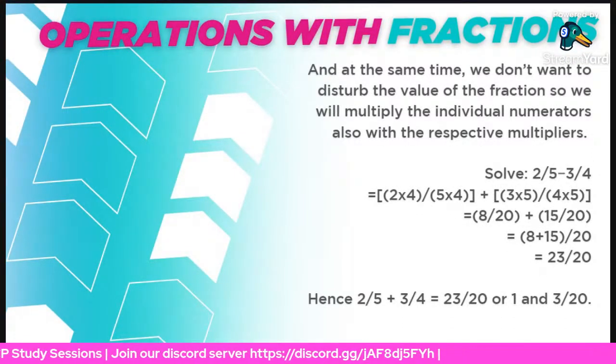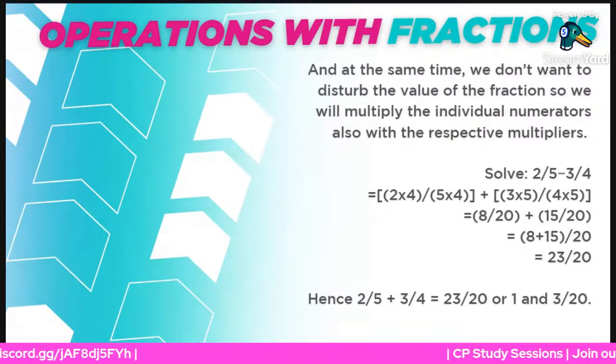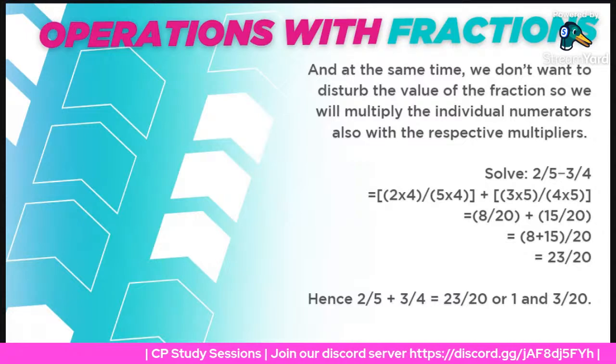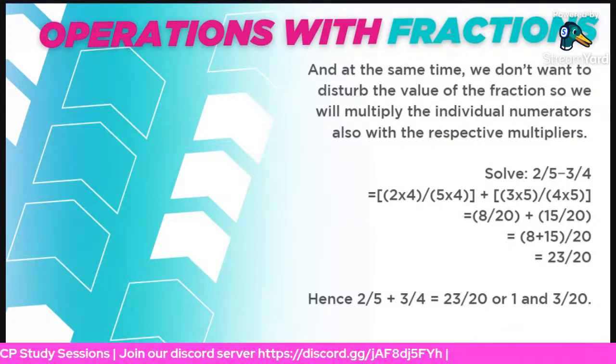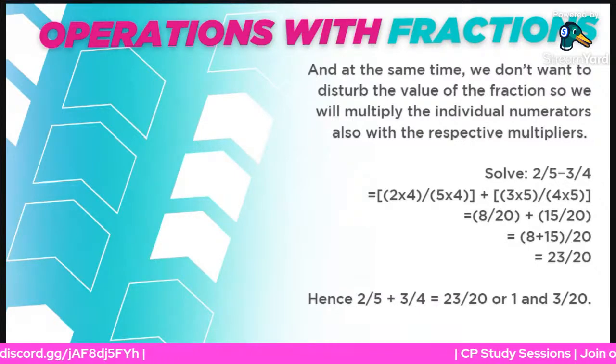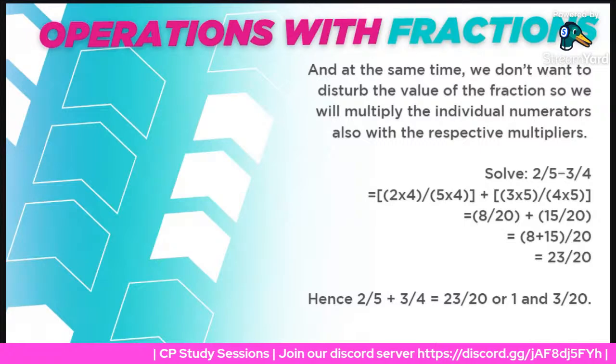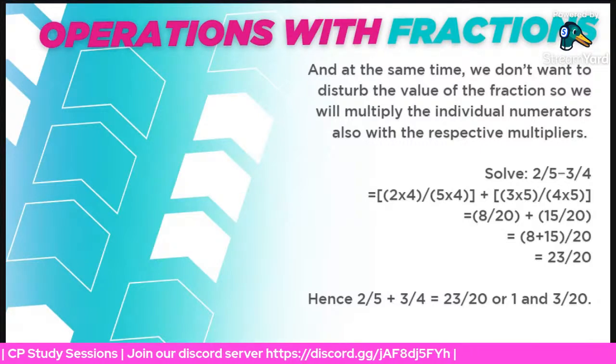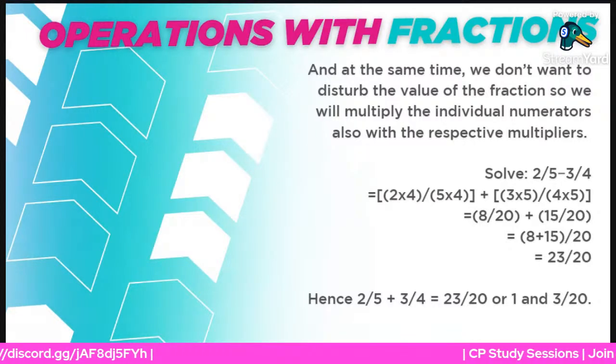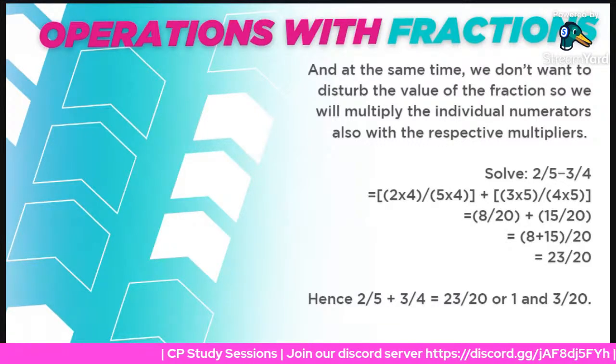So at the same time, we don't want to disturb the value of the fractions. We will multiply the individual numerators also with their respective multipliers. So in solving 2 over 5 plus 3 over 4, 2 times 4 over 5 times 4 plus 3 times 5 over 4 times 5. So we will have, kaya nga ng sabi nyo, 8 over 20 plus 15 over 20. So we will add the numerators, 8 plus 15, and then we will get 23. So 23 over 20. Hence, 2 over 5 plus 3 over 4 is equal to 23 over 20 or 1 and 3 over 20. Good job, guys.